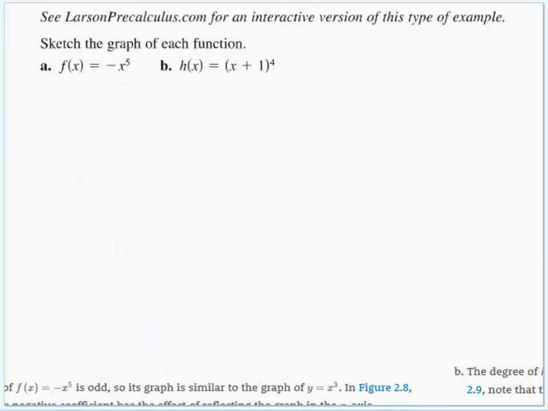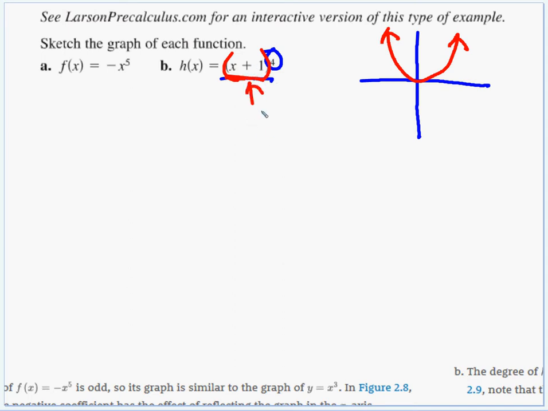Letter B, quantity x plus 1 to the fourth power. Because it's to the fourth power, we know it's going to be parabolic in shape, opening up. But remember what goes on inside these parentheses before we take it to the fourth power. That's a left or right shift. And that plus means we're going to be moving 1 unit to the left.